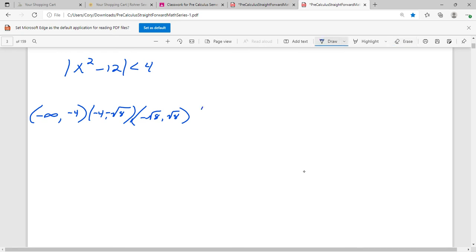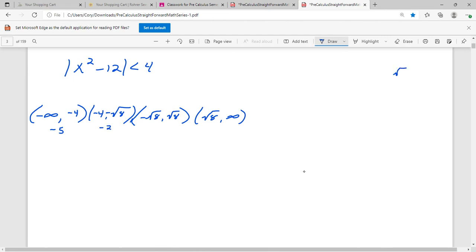Okay, so the last one is positive square root of 8 to positive infinity. Now I need to pick a number for each of these intervals and feed it back in and see if it works. For this one, I need a number less than negative 4, so I'm going to say negative 5. For this one, I need a number more than -4 but less than -2.8, because I know that's more than 2, right?